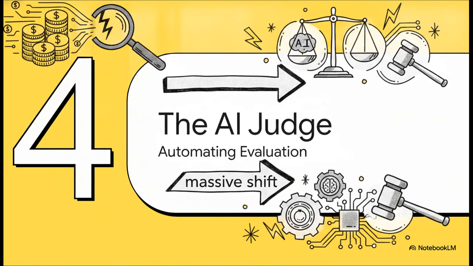Section 4. The AI Judge. Here's the catch, though. Gathering all that perfect reference data is wildly expensive and agonizingly slow. Which leads us to a massive shift in the industry, and honestly, the most fascinating part of Chapter 3.